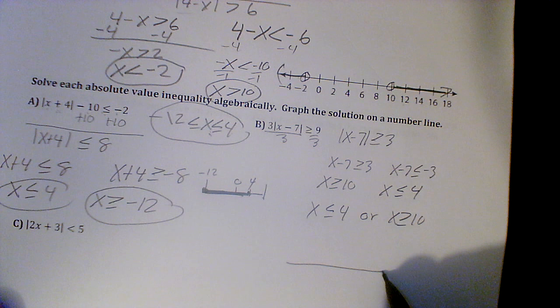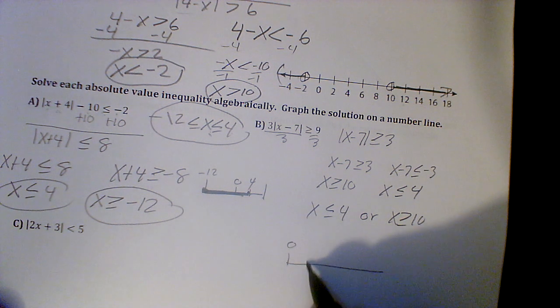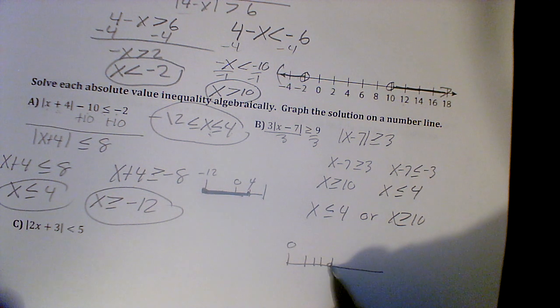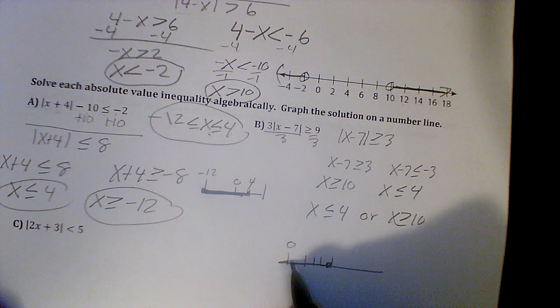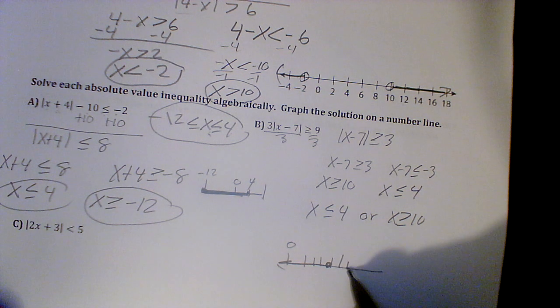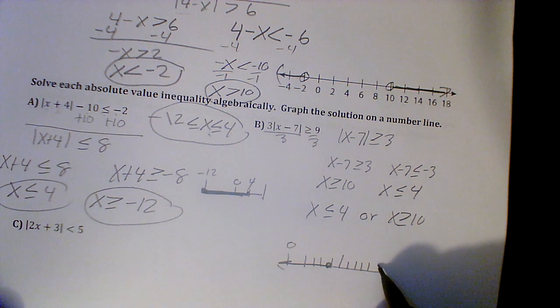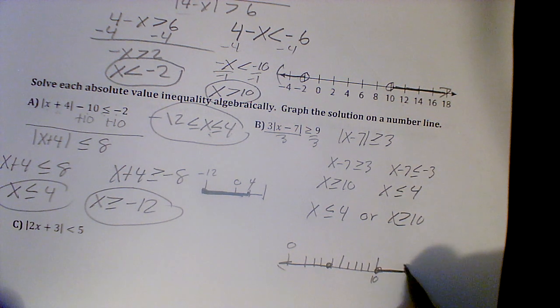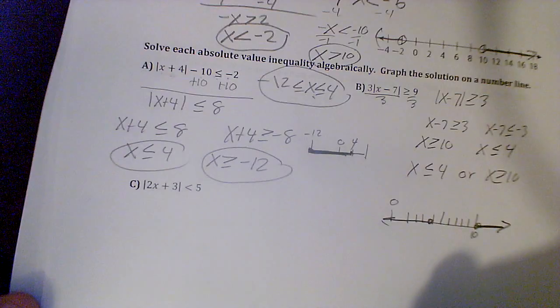So just a really quick graph, I'm going to say 0, 1, 2, 3, 4. We'll put a dot going less than 4. 5, 6, 7, 8, 9, 10. Put a dot and say greater than 10, and that's good enough for that. Got one more to do.